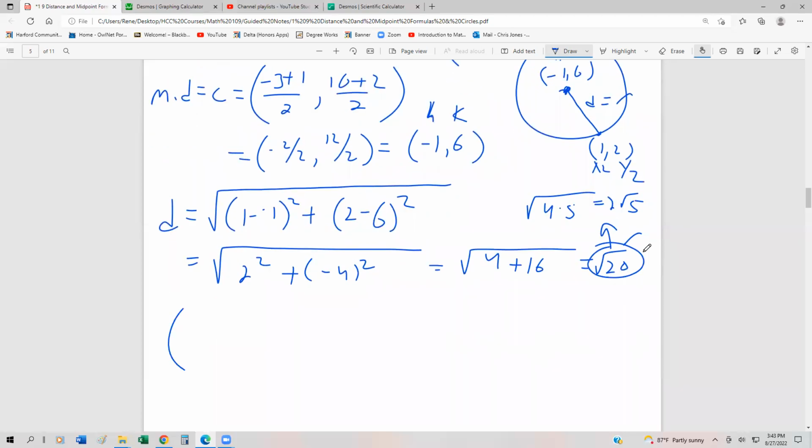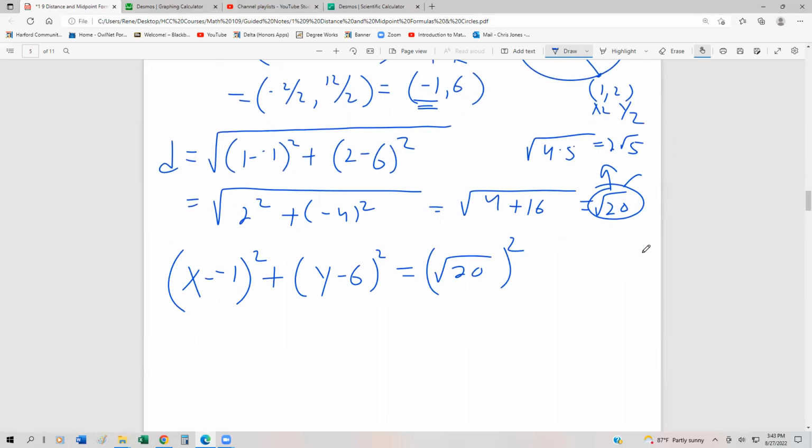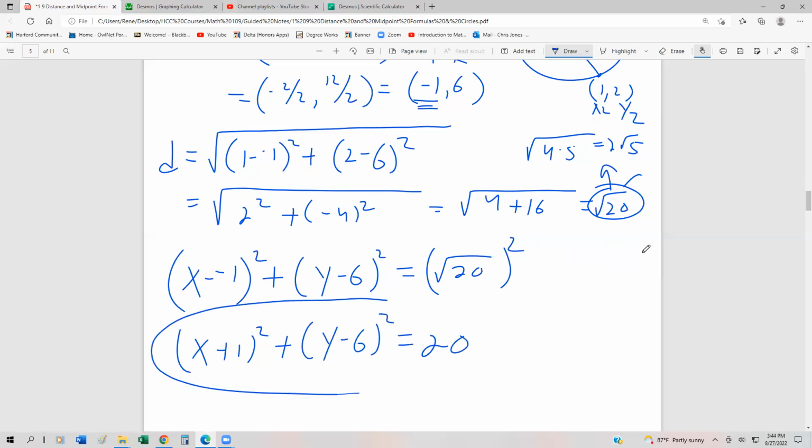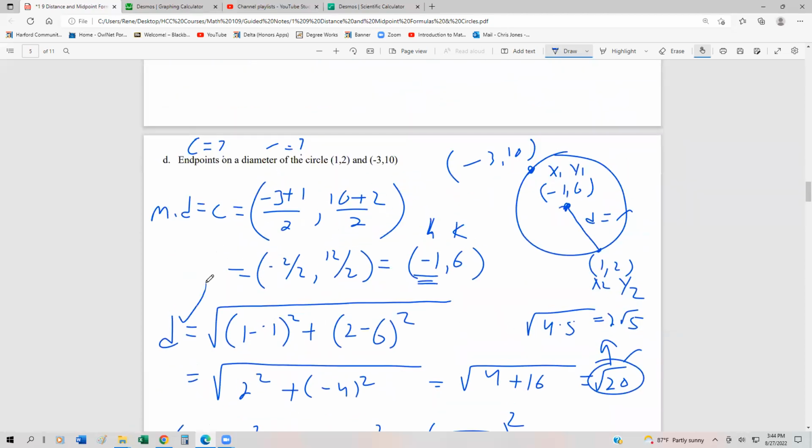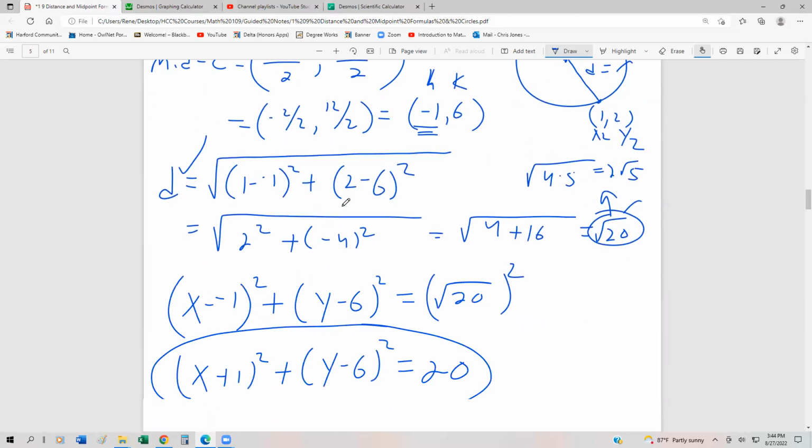And so our formula is going to be (x minus negative 1) squared, which is our center point h, plus (y minus 6) squared equals the square root of 20, squared. Or a little bit cleaned up version would be (x + 1) squared plus (y - 6) squared is equal to 20. And that's going to be the equation of our circle. So be cognizant that these equations of circles sometimes require our distance formula and our midpoint formulas. Make sure that you're okay with these before we move on to the next section.